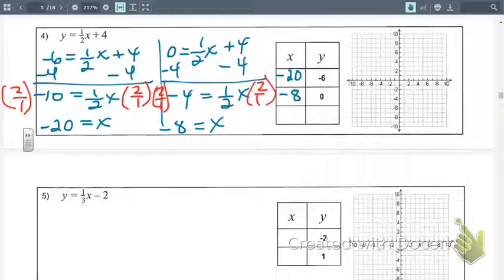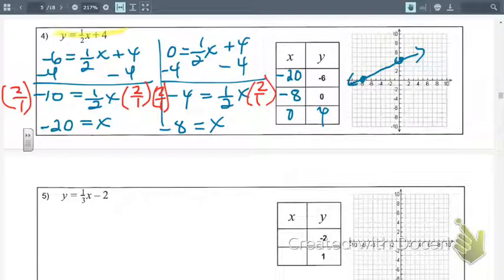Alright, so plot the points. So negative 20, negative 6 is not going to be on this graph. So let's do negative 8, 0. It's right there. And then let's go back and look here at the equation. We can get another point, the y-intercept. It's going to be 0, 4. We'll connect. We're good there.